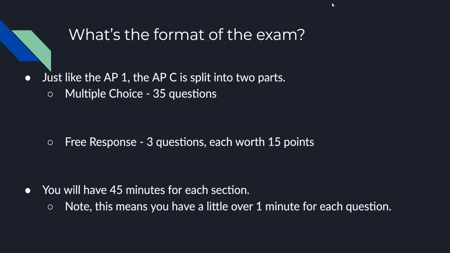So what about the format of the exam? We covered the topics. What about the format? Well, just like the AP1, the APC is also split into two parts. It's got a multiple choice section and a free response section. Now, the multiple choice is significantly shorter, and the free response is also shorter than the AP1. Multiple choice is 35 questions, and the free response is split into three questions. Each one is worth 15 points. For each section, you'll be given 45 minutes. Now, note, this means that you only have a little bit over 1 minute for each question. This is a stark difference from the AP1, where you have close to 2 minutes per question.